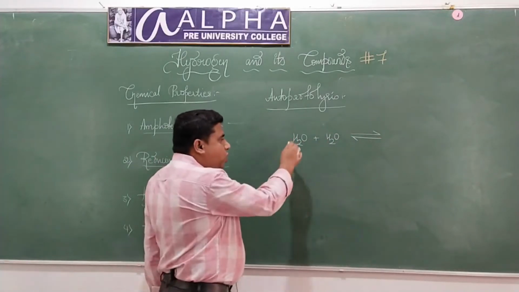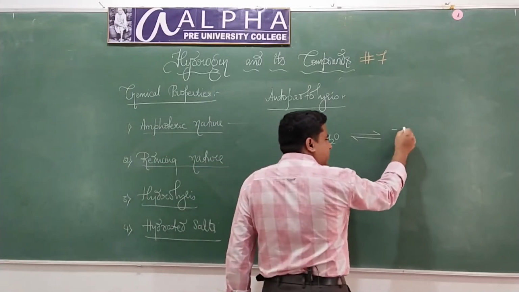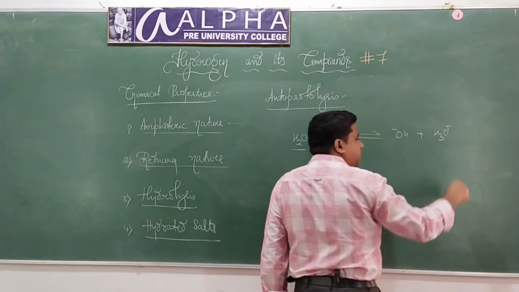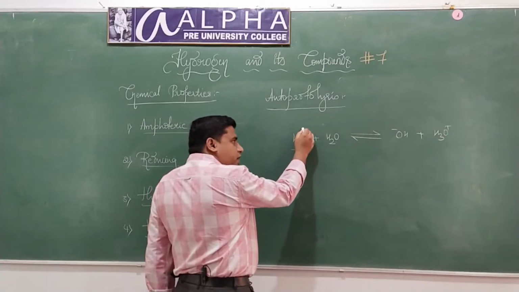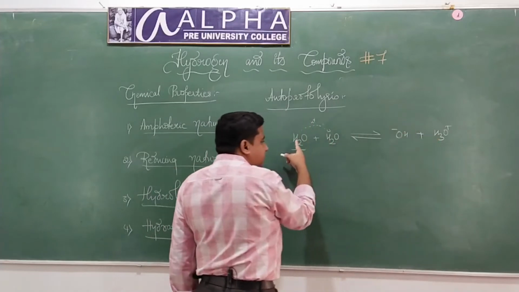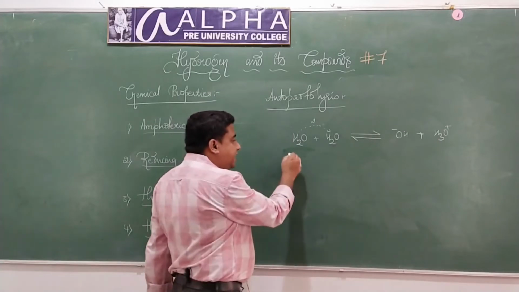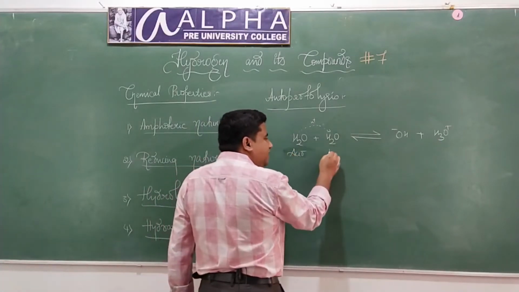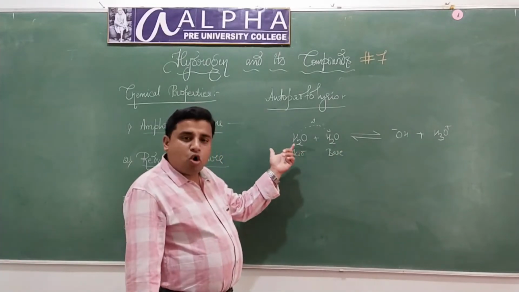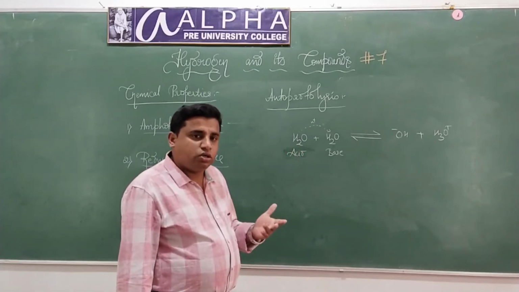What is going to happen? One water molecule will donate H plus ion to another. Therefore, this is going to become OH minus. When the other water molecule accepts H plus ion, this is going to become H3O plus. So here one of the water molecules is acting as acid, the other water molecule is acting as a base. So this reaction will surely tell us that water is amphoteric in nature. Understood?